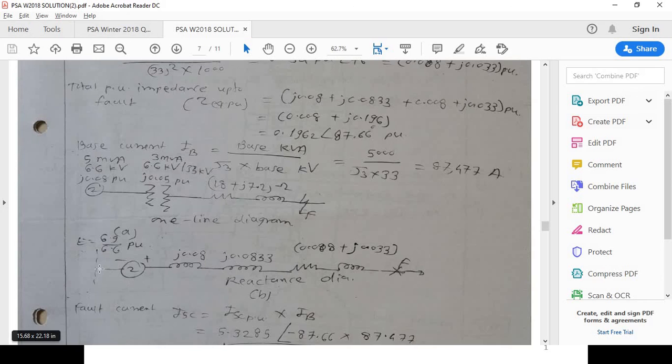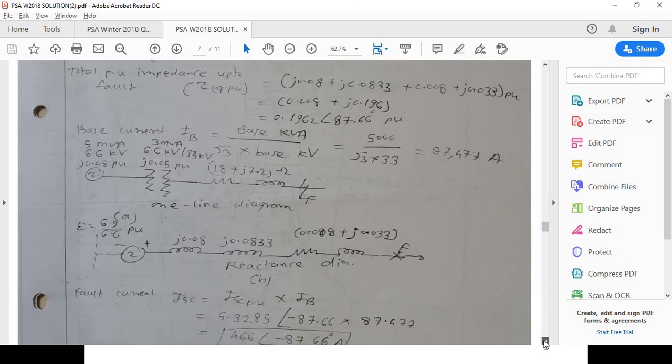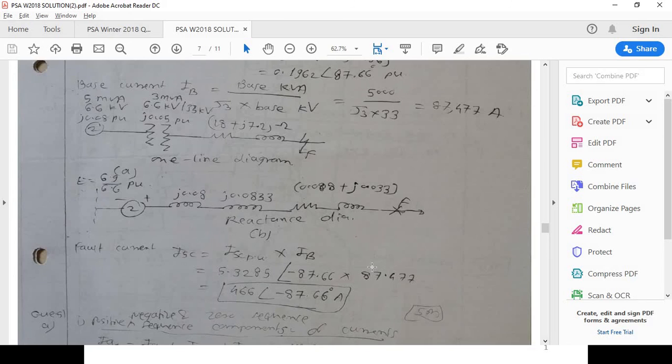In the reactance diagram, the generator in terms of reactance form will be EMF behind transient reactance. So this is E, the EMF, then the reactance of the generator, then the reactance of the transformer, then the reactance of the feeder, and this is the fault point. So we have to calculate the symmetrical short circuit current, that is, the fault current.